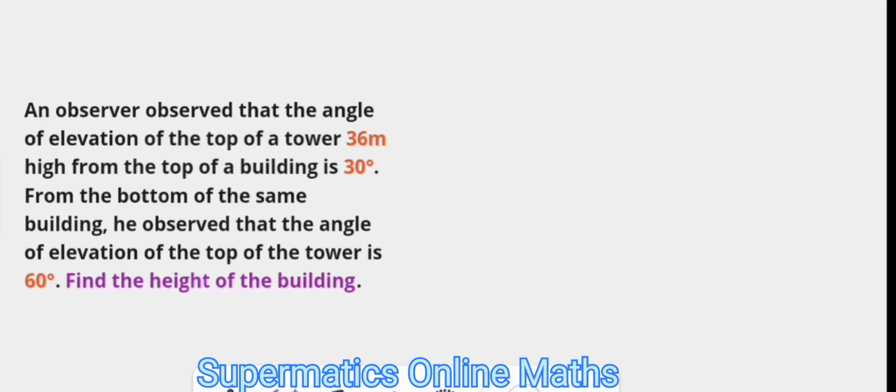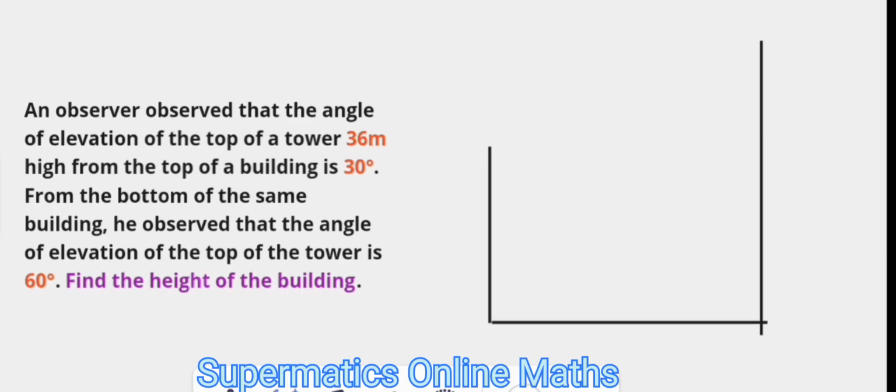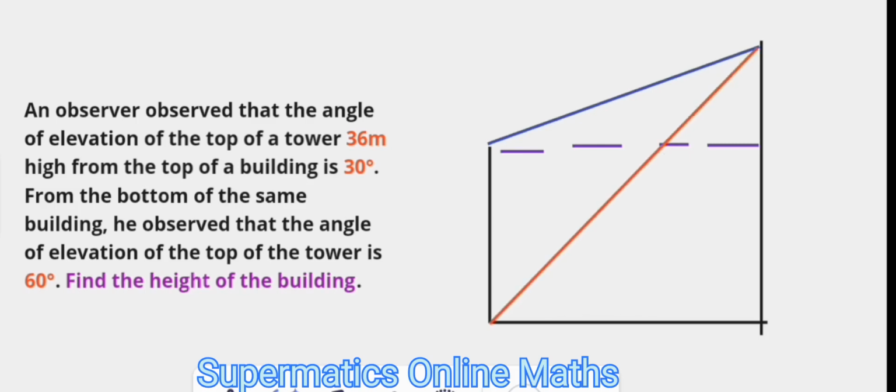Making a sketch here, if we let this building be this and the tower be this, they are joined by a horizontal distance. We join the top of the building to its corresponding height on the tower by a broken line. So from the top of the building, the elevation is drawn thus, and that's 30 degrees. And from the bottom of the building, the elevation is drawn thus. That's 60 degrees.